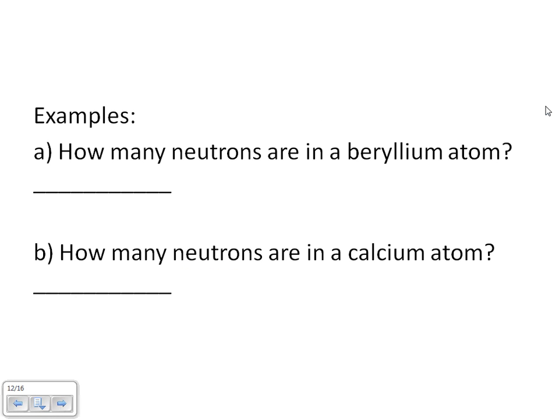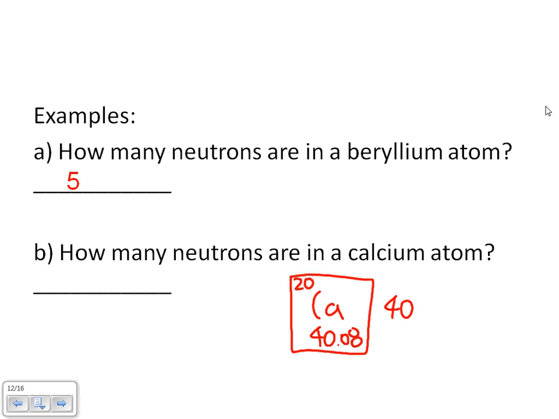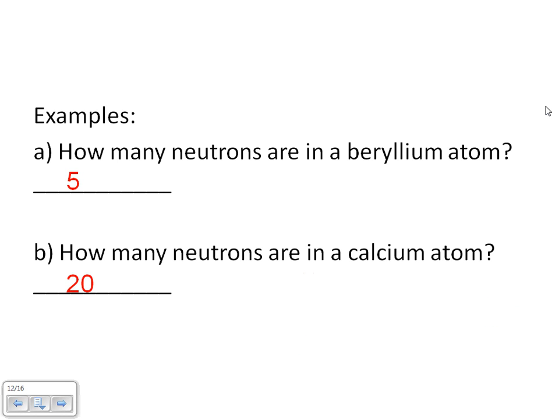So how many neutrons are in a beryllium atom? If you find beryllium on your periodic table, this is the one that we just did. Beryllium has an atomic number of 4 and a mass number of 9.01. So 9 minus 4 is 5. How many neutrons are in a calcium atom? Well, if you find calcium on the periodic table, calcium's atomic number is 20 and its mass number is 40.08 or 40.1. So we're going to do 40 minus 20 is 20. So there are 20 neutrons in a calcium atom.